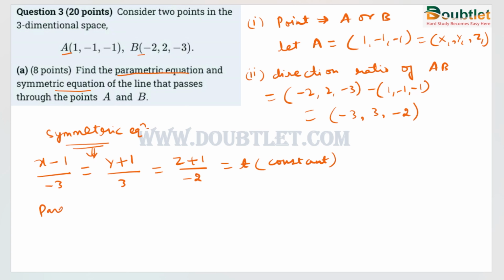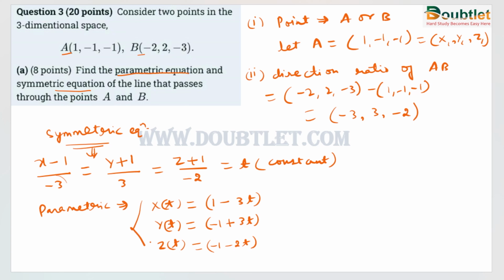Now if we need to write this in parametric form, we need to find the values of x(t), y(t), z(t) in terms of t. If minus 3 is multiplied by t, and we take minus 1 to the right hand side, it will become 1 minus 3t. Similarly, y(t) is equal to minus 1 plus 3t. Similarly, z(t) is equal to minus 1 minus 2t. We can write this whole equation as r(t). So this is the parametric form. This is how we have solved this question of finding the equation of a line in 3D.